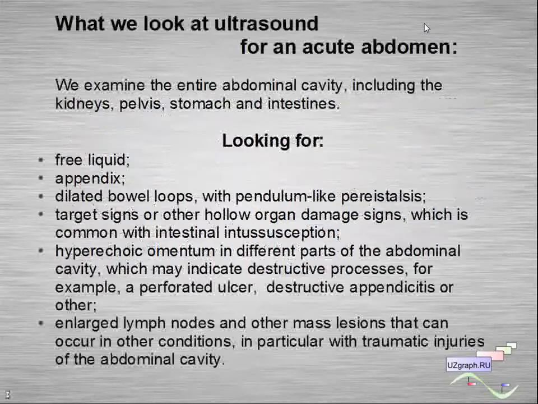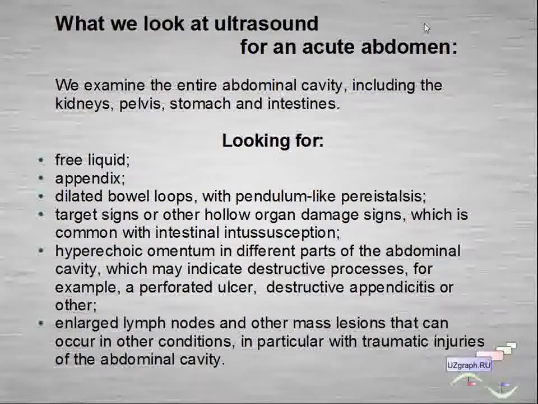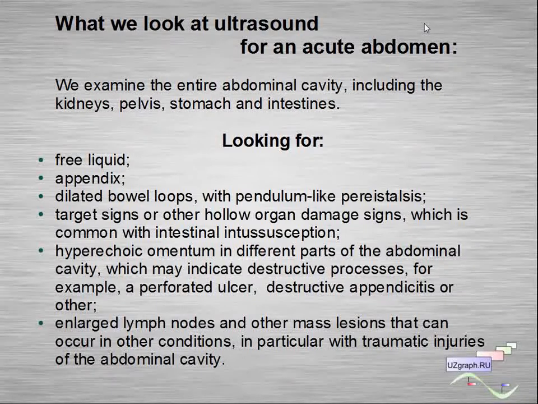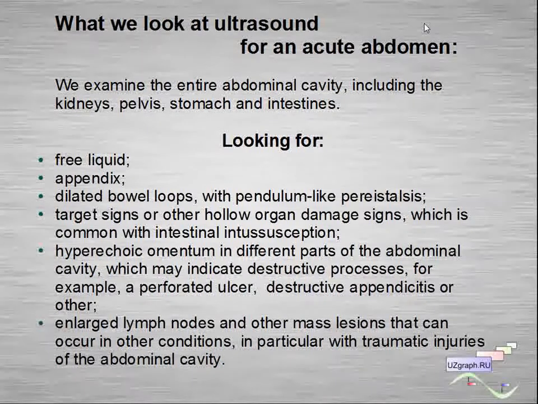What do we look at on ultrasound for an acute abdomen? We examine the entire abdominal cavity, including the kidneys, pelvis, stomach, and intestine, looking for free fluid, the appendix, dilated bowel loops with pendulum-like peristalsis, the target sign, the hollow organ damage sign, which is common with intestinal intussusception, and hyperechoic omentum in different parts of the abdominal cavity, which may indicate a destructive process, for example, a perforated ulcer, destructive appendicitis, or other. Enlarged lymph nodes and other mass lesions can occur in other conditions, in particular with traumatic injuries in the abdominal cavity.